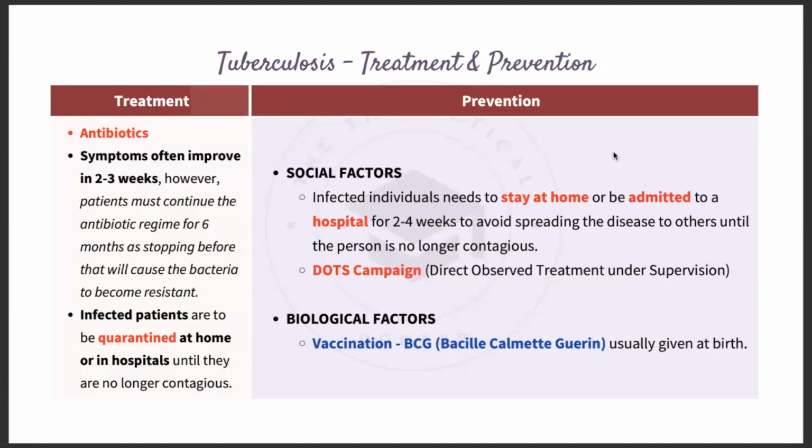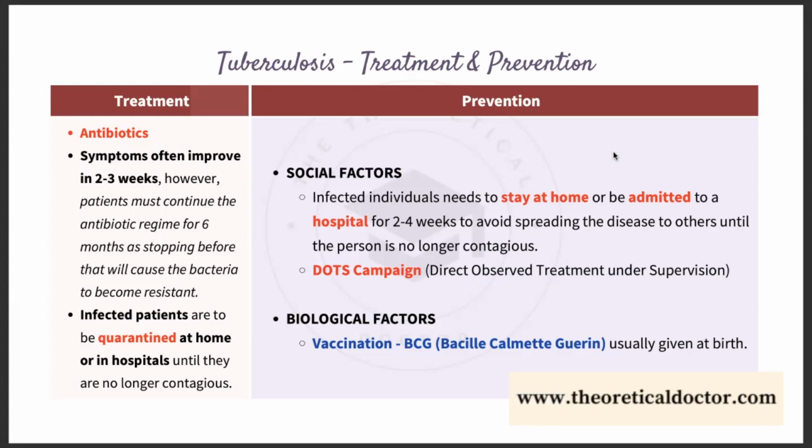Treatment of tuberculosis: antibiotics, because after all, it is a bacterial infection. The symptoms will improve in 2 to 3 weeks, definitely. However, the patients must continue the antibiotic regime for 6 months, because once a person has TB, they will be given a set of medications for 6 months, and that's a really long time to take. They feel cured in 2 to 3 weeks, and they still have to take antibiotics for 6 months, but they have to complete it, because stopping before that will cause the bacteria to become resistant. Infected patients are to be quarantined at home or in hospitals, depending, until they are no longer contagious.